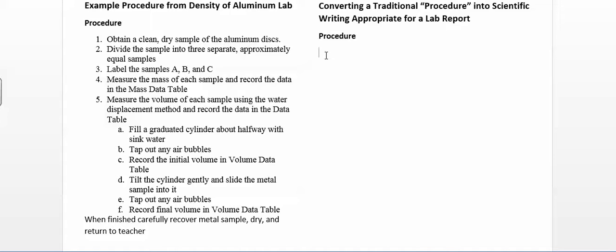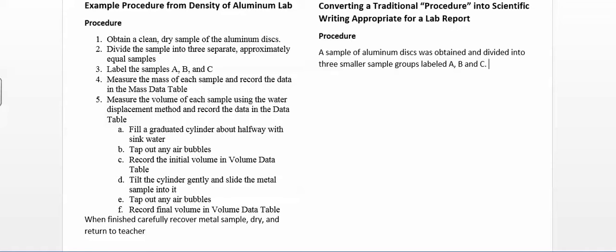So let's see. A sample of aluminum discs was obtained and divided into three smaller sample groups labeled A, B, and C. Okay, so I've taken care of steps 1, 2, and 3. Now I'm looking at 4 and 5. Now step 4 seems to be distinct from step 5, so I'll address that first.